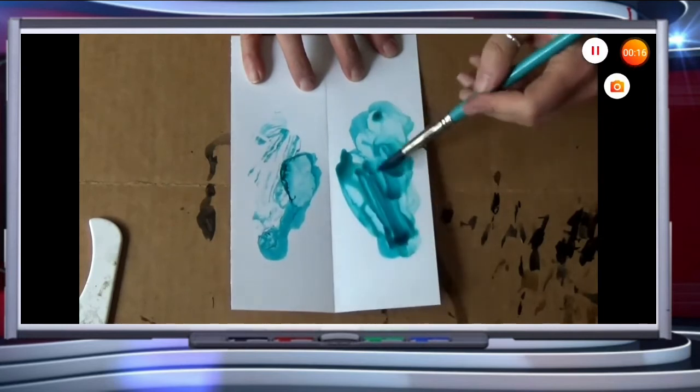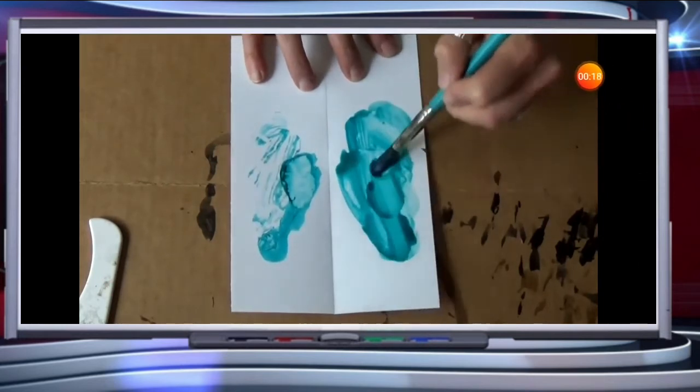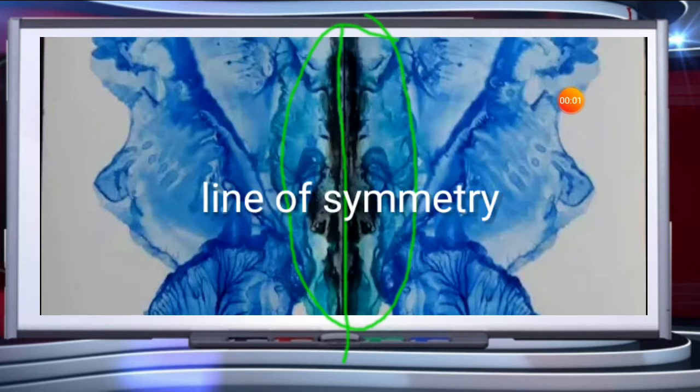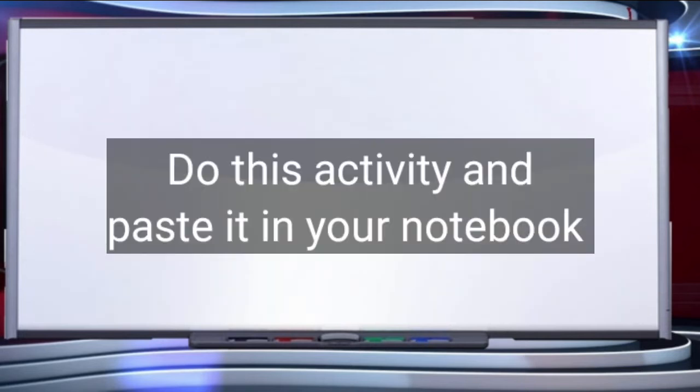See students, you can use different colors here. When you unfold it, you will get a beautiful symmetrical figure. And this line is known as the line of symmetry. Students, you have to do this activity and paste it in your notebooks.